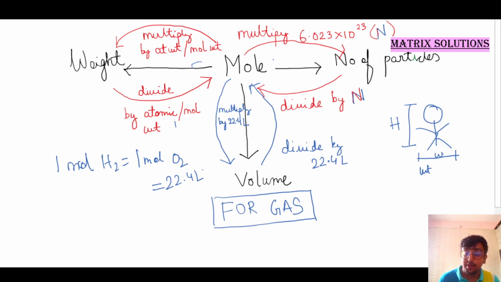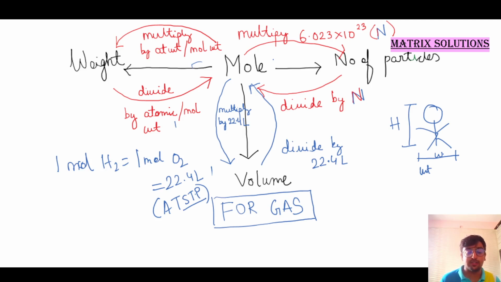And at what temperature, at what pressure? At STP. What is the meaning of STP? STP is standard temperature and pressure. Temperature is 298 Kelvin or 25 degrees centigrade. And the pressure is 760 millimeter of mercury or 1 atmosphere. So 1 mole of H2 and 1 mole of O2 will have 22.4 liters.